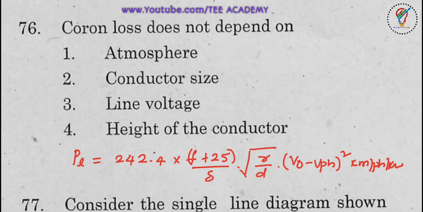Now, the corona losses depend upon the delta value, which is the atmosphere, the conductor size, which is r, and the line voltage. It is independent of the height of the conductor, but depends upon atmosphere, conductor size and line voltage. We'll move to the next question.